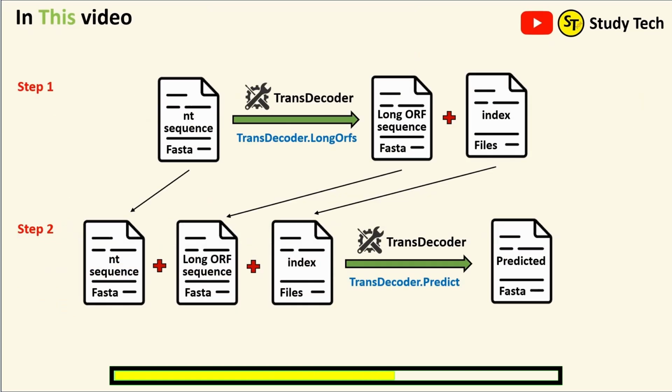the GitHub. So in this video I'll show first how to convert the nucleotide sequence into the long ORF sequence, and we'll build some index. In the second step, this index and the long ORFs will be used for the TransDecoder prediction to predict the coding region, and will make the prediction fasta file.